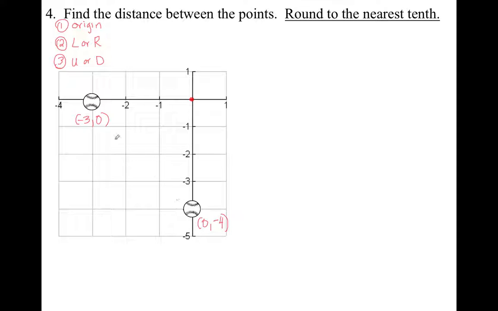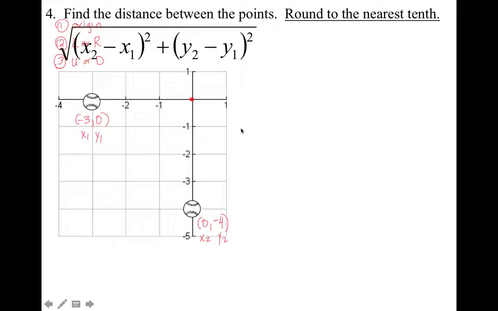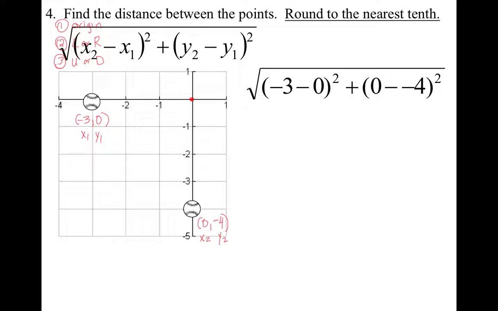So now that I've labeled my 2 points, now I can label the coordinates. x1, y1, x2, y2. I have my equation, distance formula. I plug in what I have. Remember, if we go back, this gives us x2.